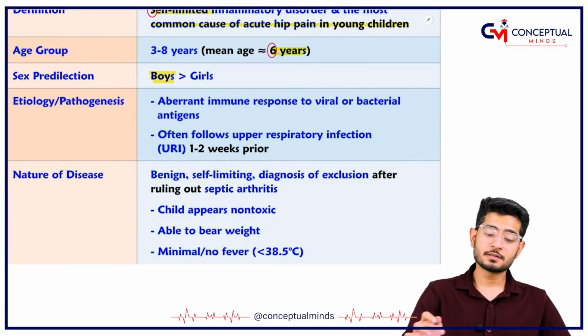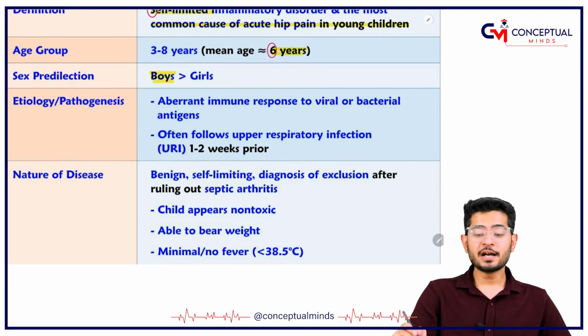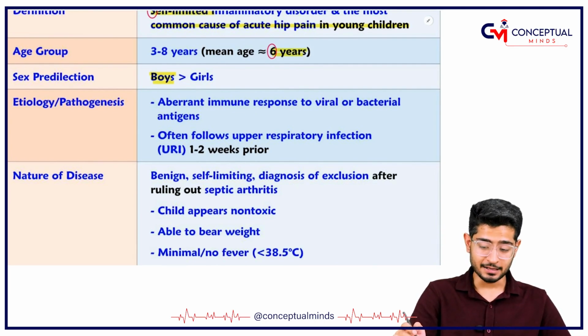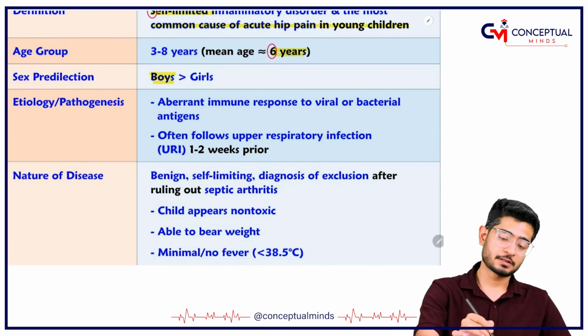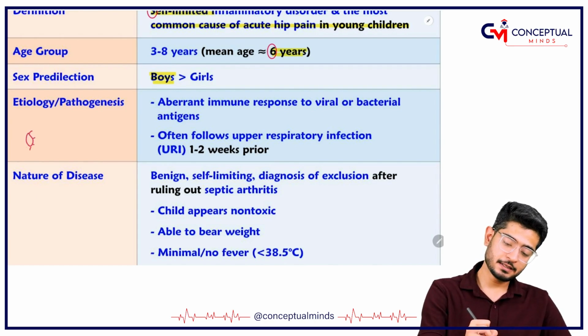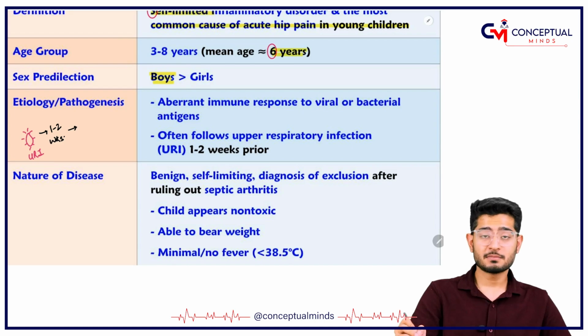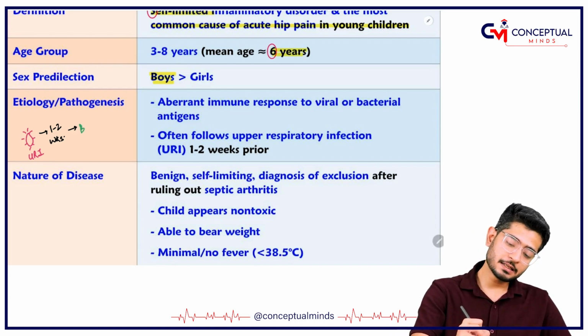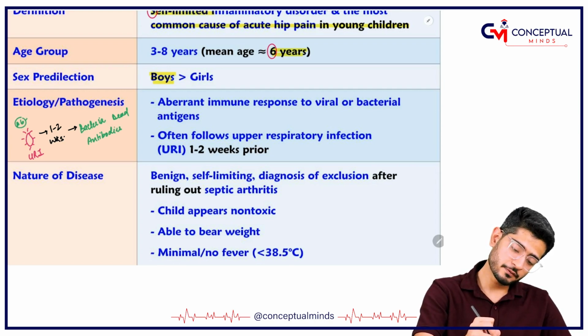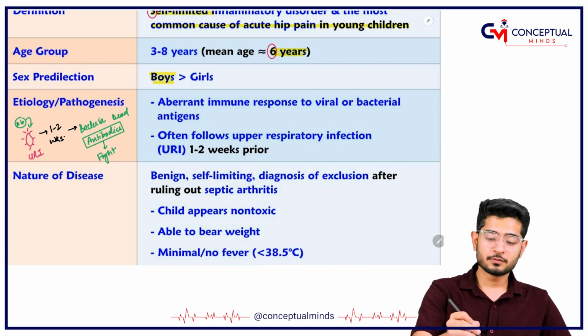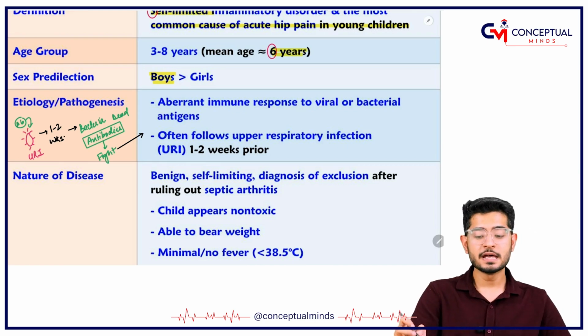So what is the etiology and pathogenesis? The etiology of synovitis is an aberrant immune response to viral or bacterial antigens. Often it follows an upper respiratory tract infection. Let me teach you: a bacterium enters the respiratory tract and causes an upper respiratory tract infection. One to two weeks later, the bacteria or virus has hijacked my immune system. Even if the bacteria is dead, the antibodies that were formed against it are going to fight.